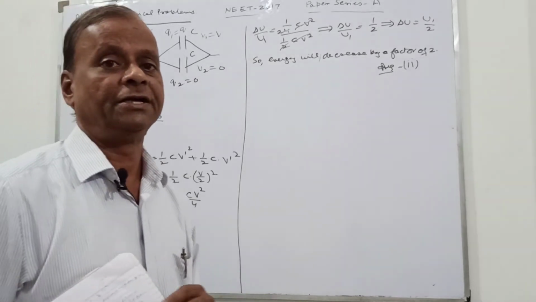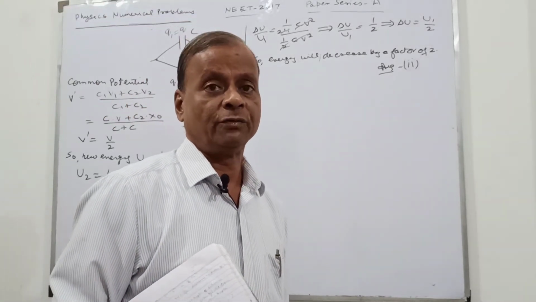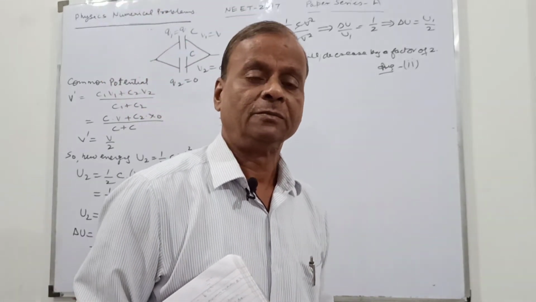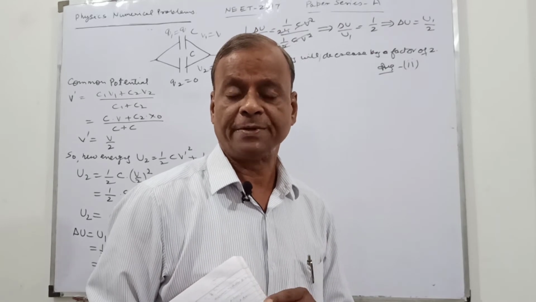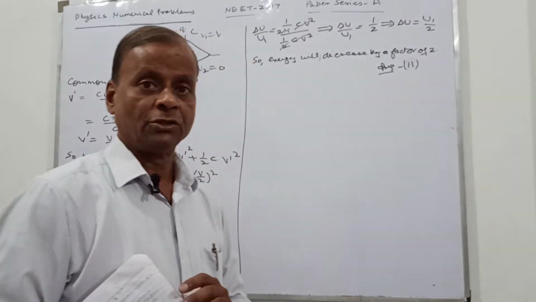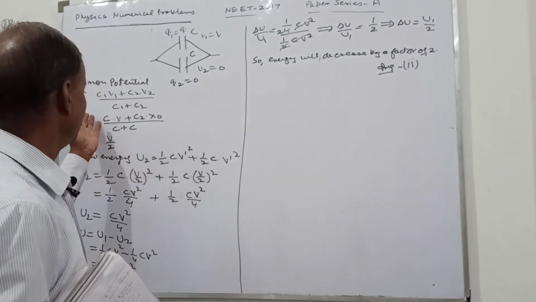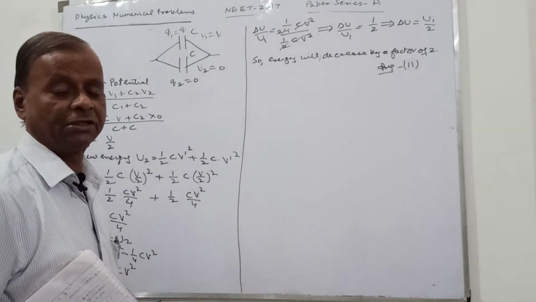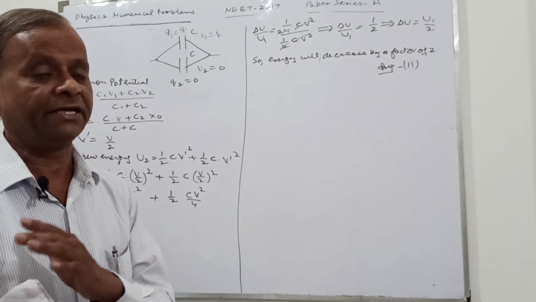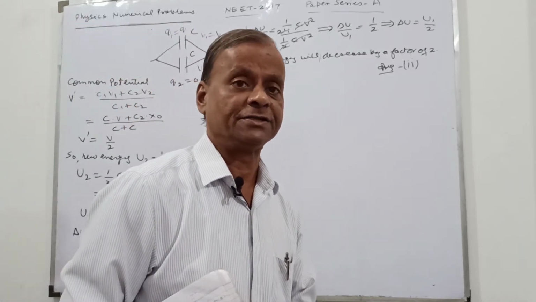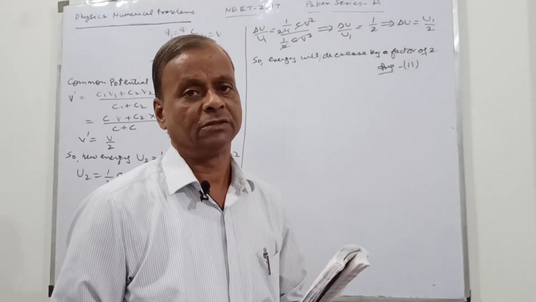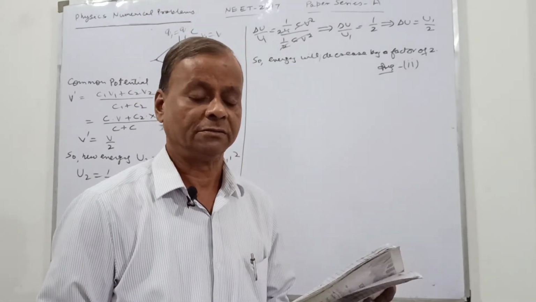So initial energy will be half CV square. And when the battery is removed and in place of that a similar capacitor is connected in parallel, then in parallel the charge will be distributed. So find the common potential. Then both the capacitors are in parallel. Just find the energy of both and then add. This will be the final energy. And then find the change and then delta U upon U1. That will give you the right answer.